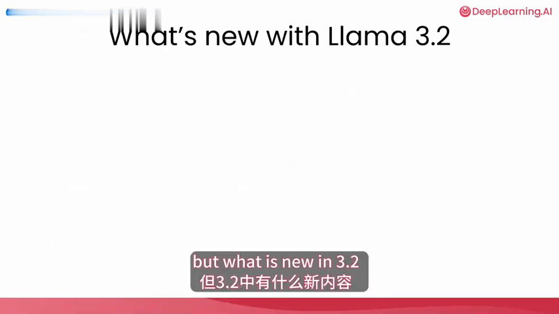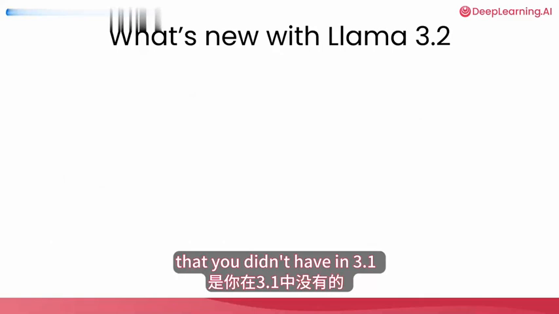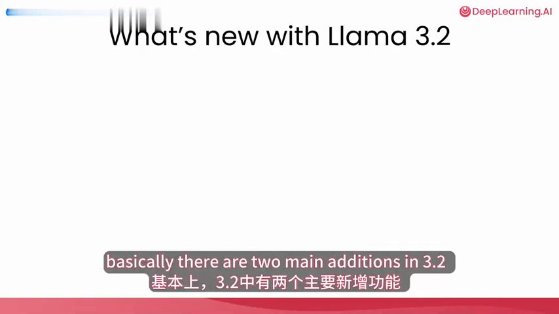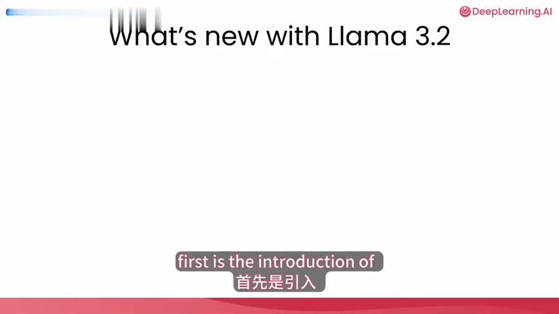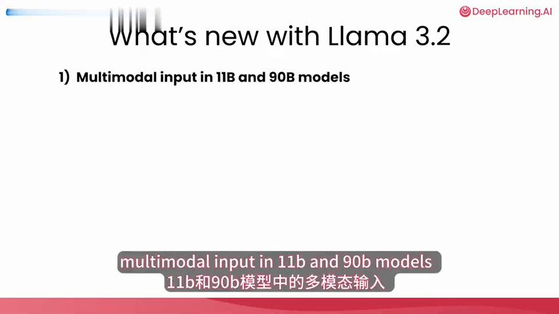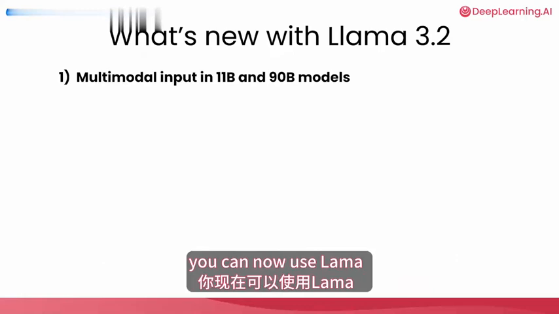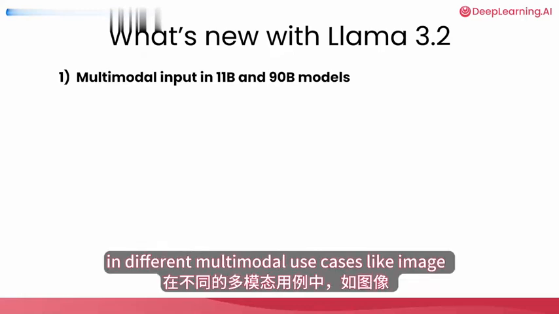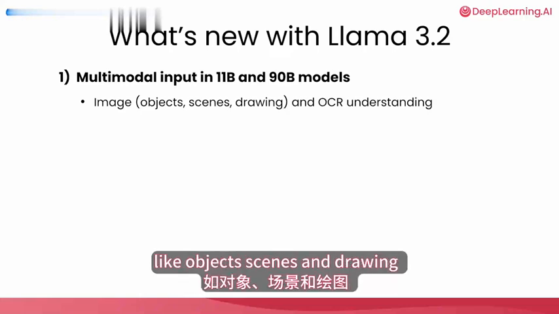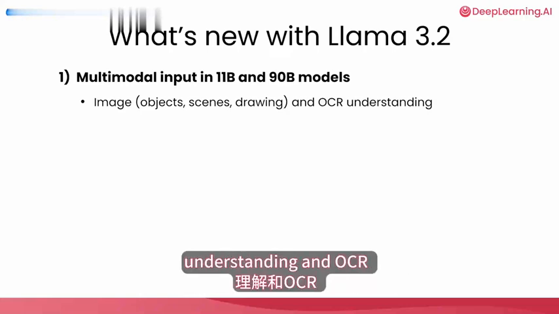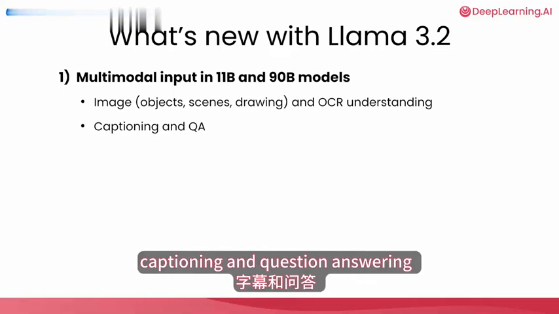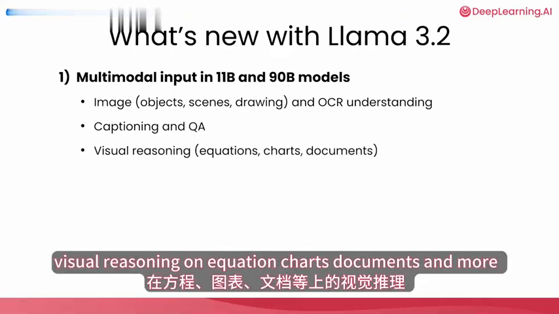So Llama 3.2 is built on top of 3.1. But what is new in 3.2 that you didn't have in 3.1? Basically, there are 2 main additions in 3.2. First is the introduction of multimodal input in 11B and 90B models. You can now use Llama in different multimodal use cases like image understanding, like objects, scenes, and drawings, and OCR, captioning and question answering, visual reasoning on equations, charts, documents, and more.